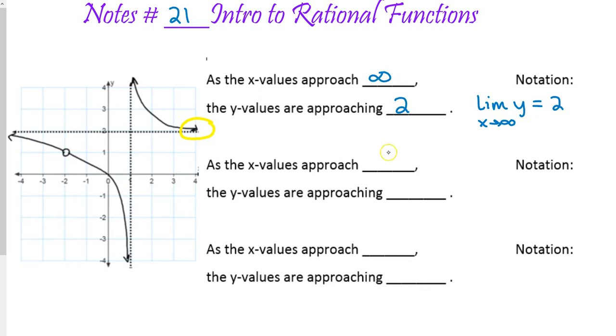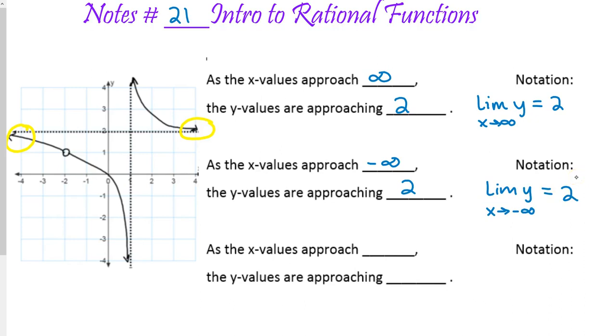So the way we would read this is the limit of y as x approaches infinity is 2. Okay, what about as x values approach negative infinity? So now we're looking at what's happening over here on the left of the graph. And it's looking like the y values are again approaching 2. They're coming at it from below instead of from above, but that's not important to the limit. The limit is just saying what you're getting close to, what you're getting infinitely close to. So the limit of y as x approaches negative infinity is 2.